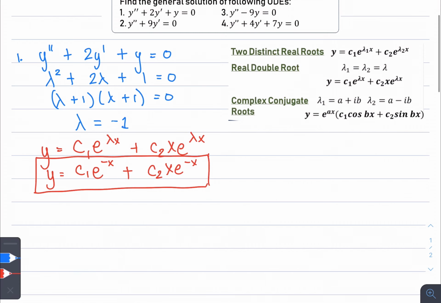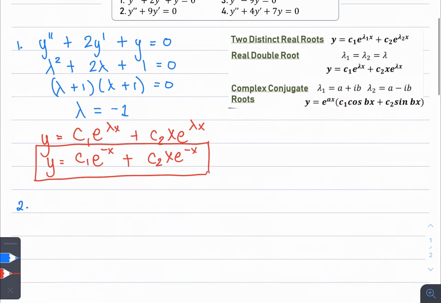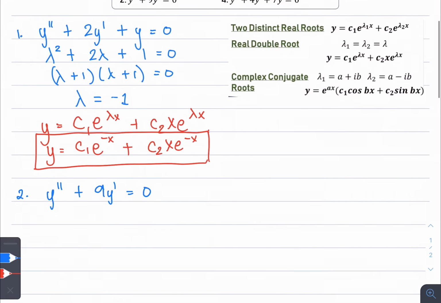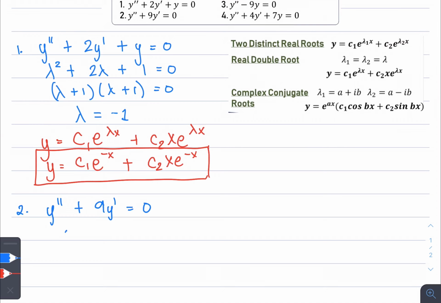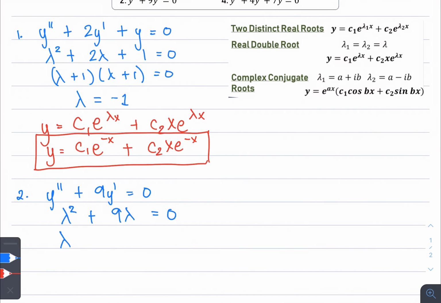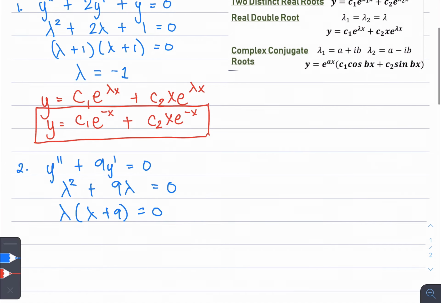Okay, for the second problem, we have y double prime plus 9y prime equals 0. So again, we get the characteristic equation, that is lambda squared. So kung ano yung degree ng derivative, yun yung degree nung lambda. Okay, so lambda squared plus 9 lambda equals 0. So let's factor out a lambda. So lambda times lambda plus 9. So we get the roots. Lambda 1 is equal to 0. Lambda 2 is equal to negative 9.